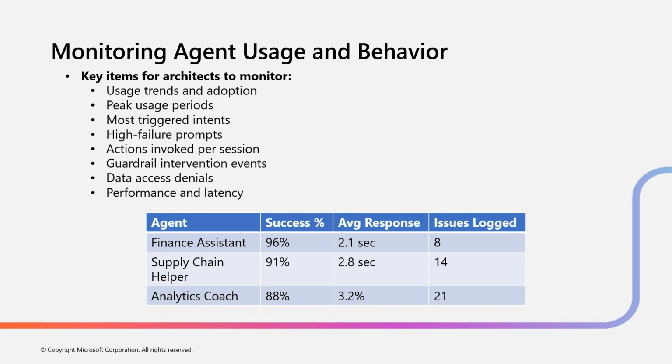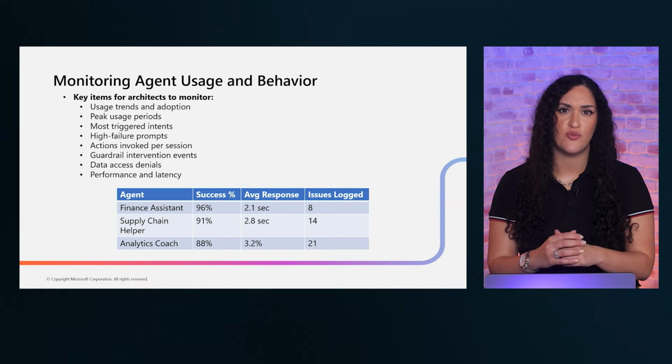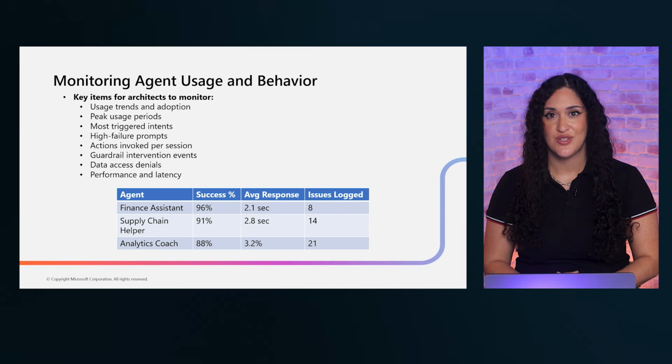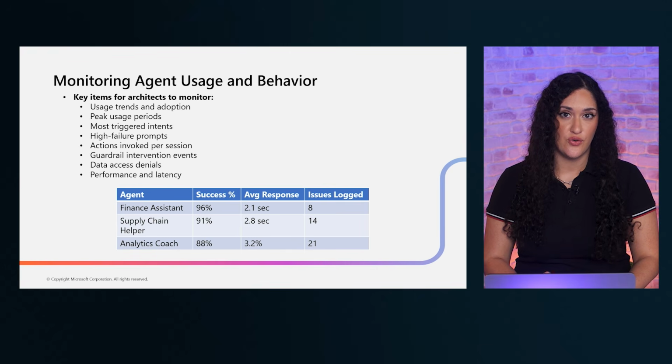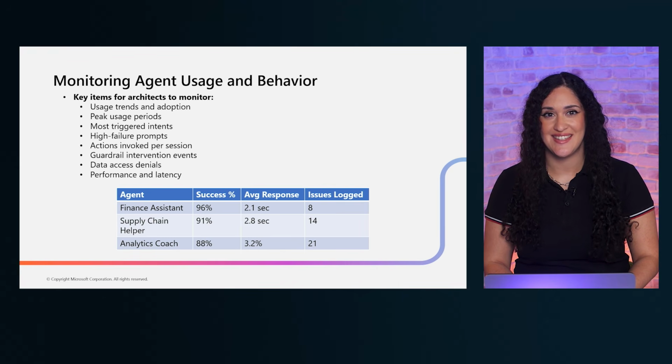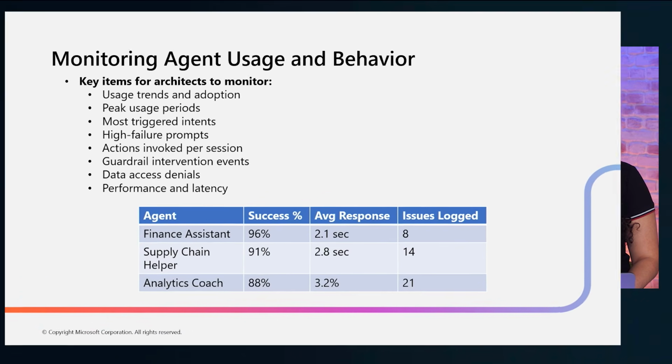Here are the key items you should actively monitor for agent usage and behavior. Track usage trends and adoption to understand growth. Monitor peak usage periods to plan capacity. Identify the most triggered intents to know what users rely on most. Watch for high failure prompts because these are your biggest improvement opportunities. Track actions invoked per session to understand workflow complexity. Monitor guardrail intervention events and data access denials to ensure compliance, and always keep an eye on performance and latency.